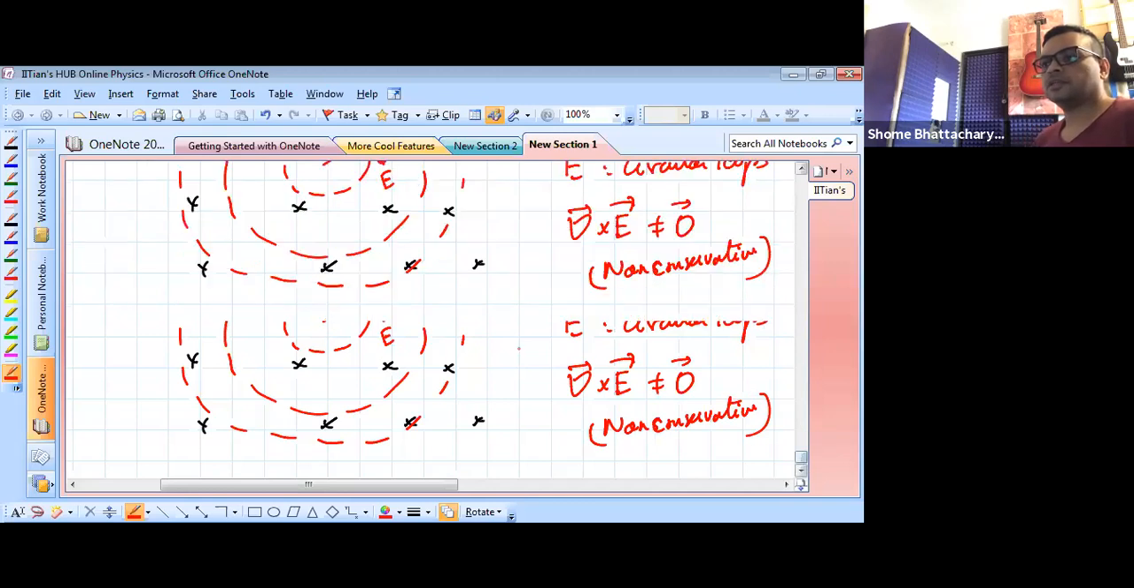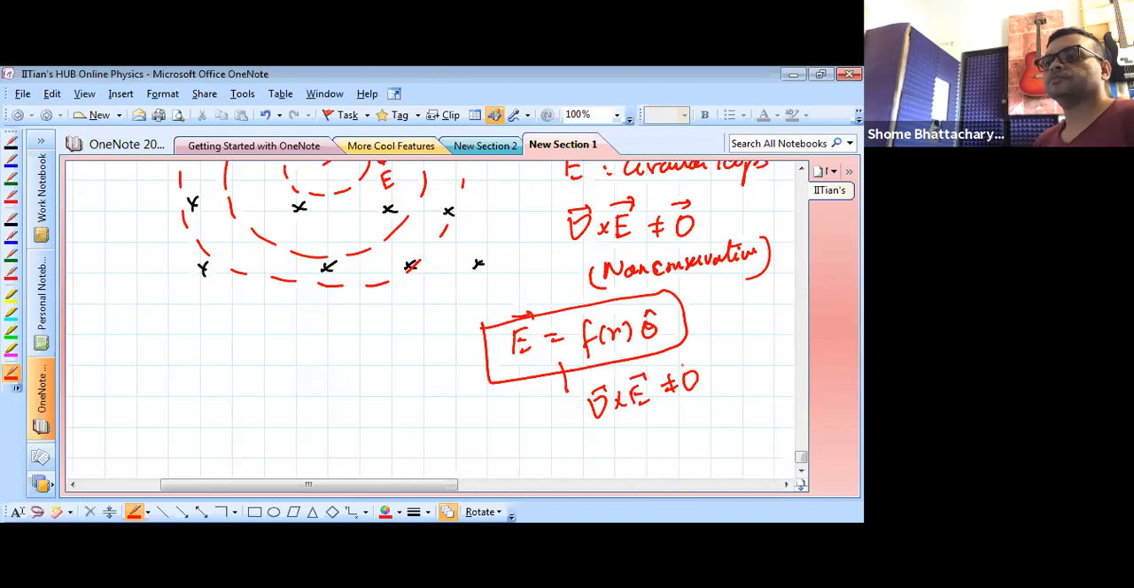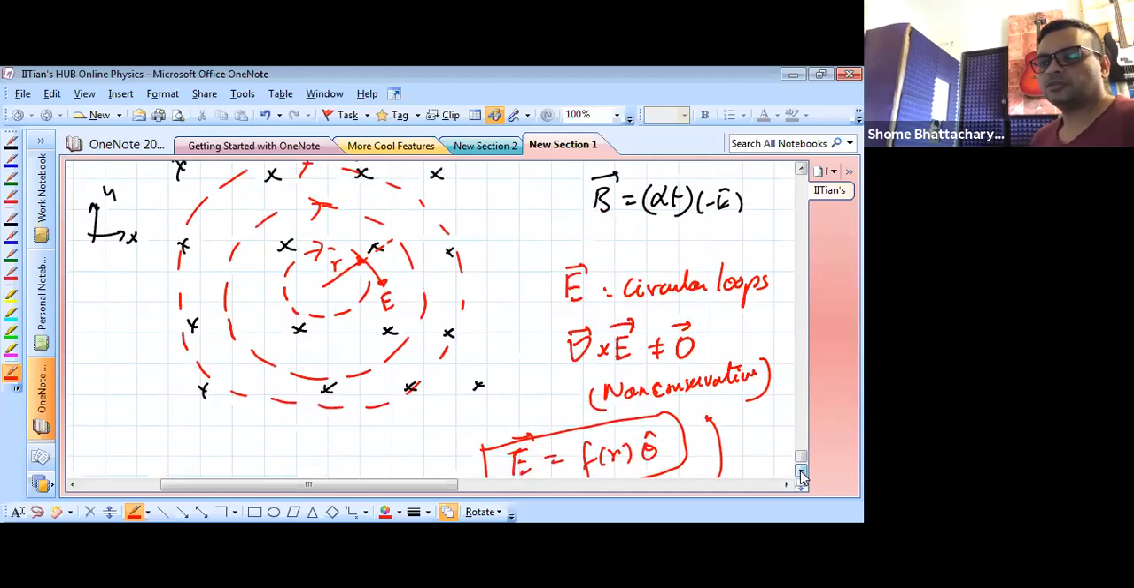The field at a point like this will actually be some function of R, theta cap. So the moment that that happens, you can see its del cross will not be equal to 0. So it has to be non-conservative. So this is one way of understanding this. Okay, people. So hope the concept of gradient and curl is clear to you, why they're different.